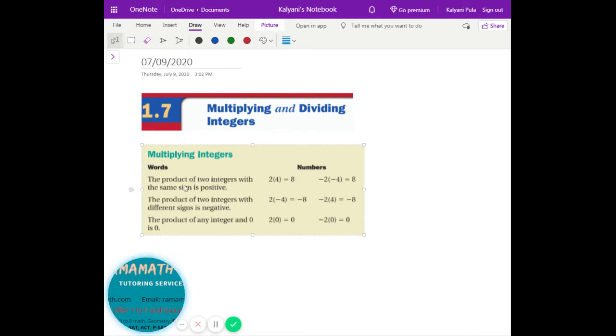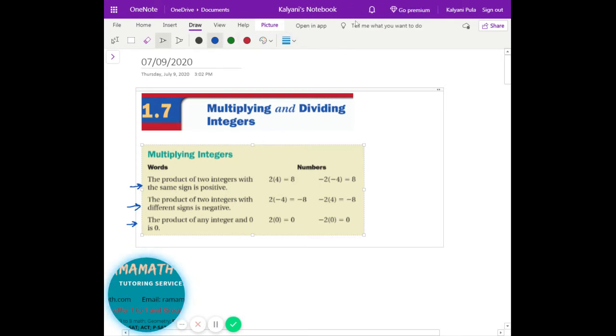Okay, go ahead and read the words. Multiplying integers. Words. The product of two integers of the same sign is positive. The product of two integers with different signs is negative. The product of any integer and 0 is 0. Okay, so it's a very simple one, basically, if you look at it.